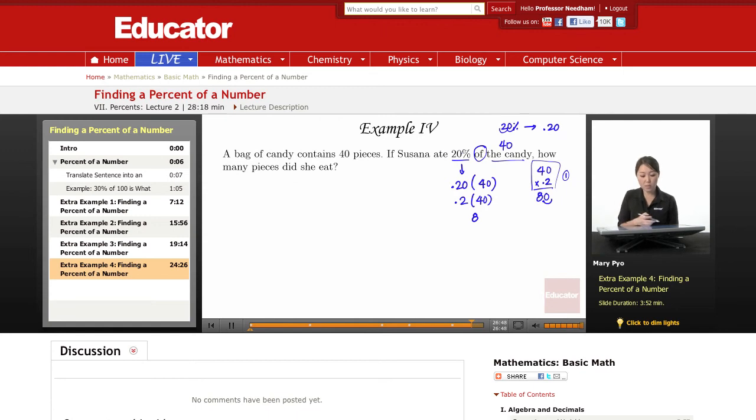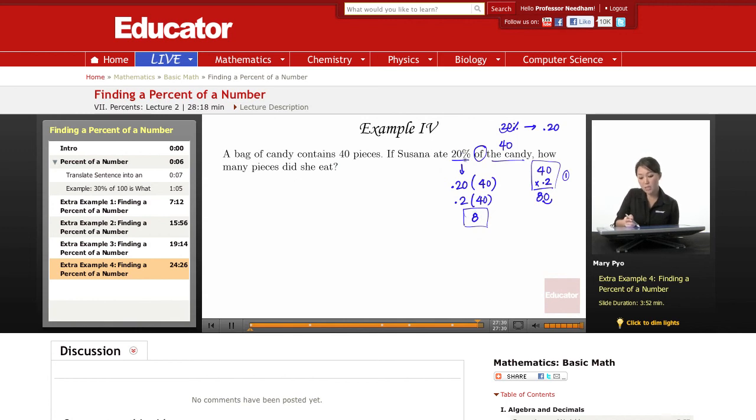Now, the good thing with word problems is that you can kind of estimate if your answer sounds correct. So let's say I forget to count how many numbers I have behind decimal points and I just leave it as 80. Well, 80 can't be my answer because if the bag of candy contains only 40 pieces, Susanna ate 20% of it. Would it make sense if my answer was 80, that she ate 80 pieces? There's only 40 pieces, right? So this answer doesn't seem reasonable.